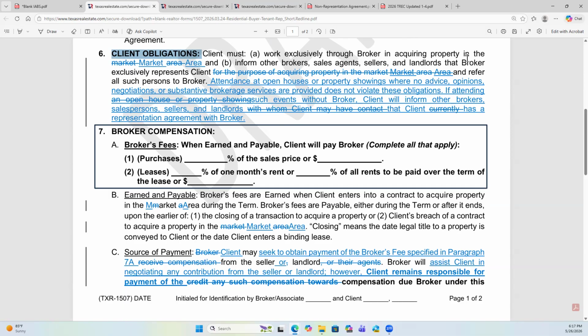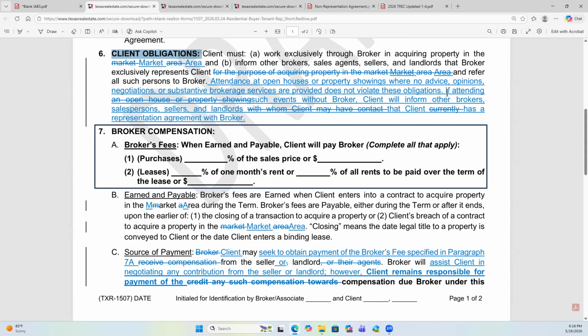agents, sellers, and landlords that the broker exclusively represents that client and refer all such persons to the broker. Attendance at open houses or property showings where no advice, opinions, negotiations, substantive brokerage services are provided does not violate these obligations. What does that mean? It is the worst thing ever when I am not available and my clients just up and decide, I'm going to go to this open house that I found on Zillow. You are totally willing to do that. Go for it. It's just, I'm not going with you.